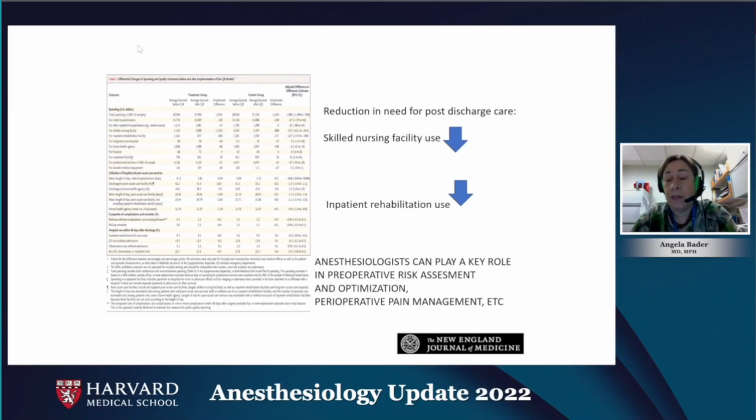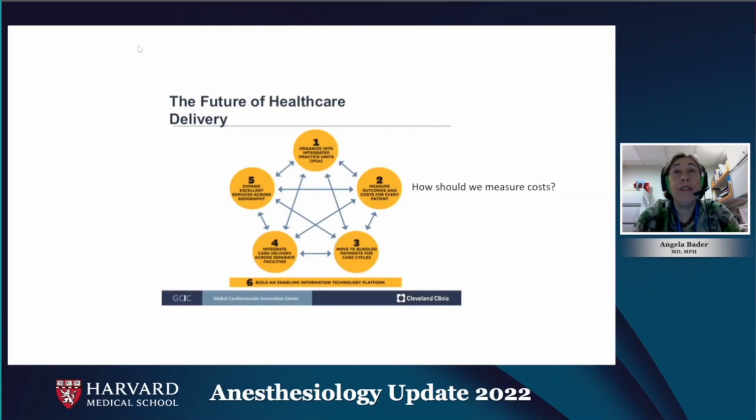So we've talked about now what an integrated practice unit is, how that can be defined as an episode of care, and a bundle being the money that an institution receives for that care. And then we talked about an example in geriatric surgery, the Medicare pilot for joint replacement, and how outcomes can be measured. How do we measure costs, which are the denominator of the value equation?